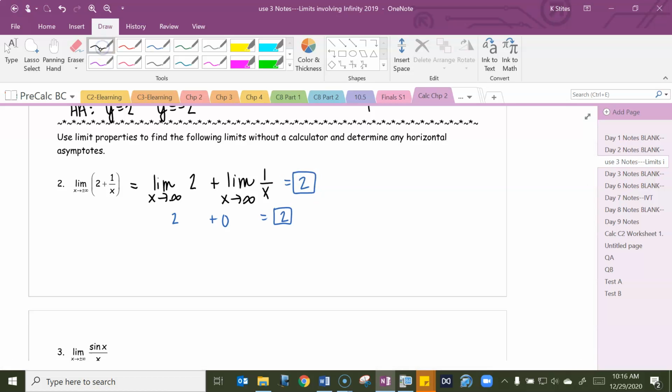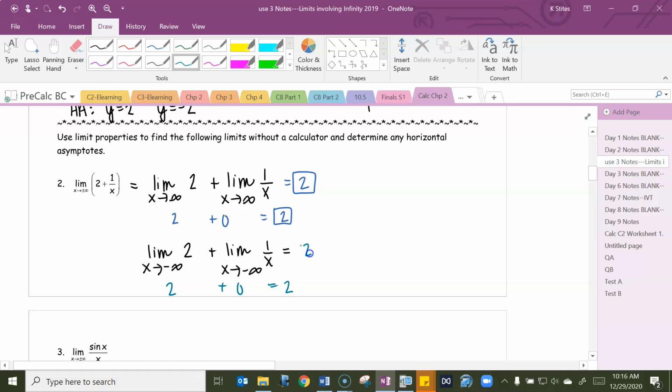All right, and now we'll go ahead and do it with the limit as x approaches negative infinity. And then again, I'm going to split my limit here. And again, this is not going to be a difference. It's just going to be a 2. And we also found that the limit as x approaches negative infinity of 1 over x is also 0. And so again, this is just a 2. And since we get the same thing for both, we determine that there's only one horizontal asymptote, and that is at y equals 2.